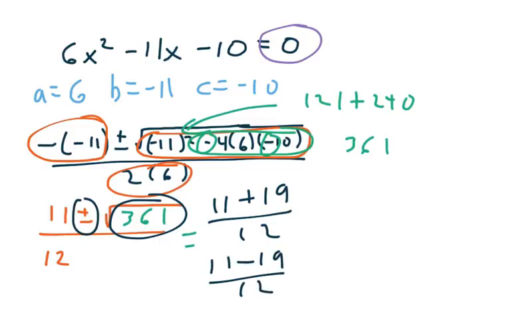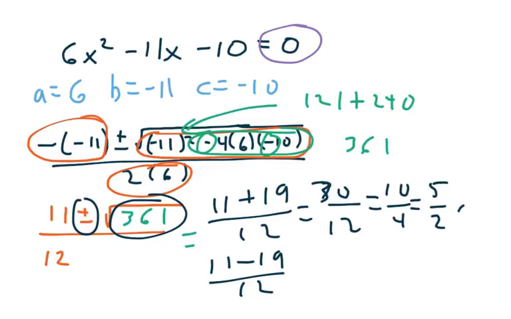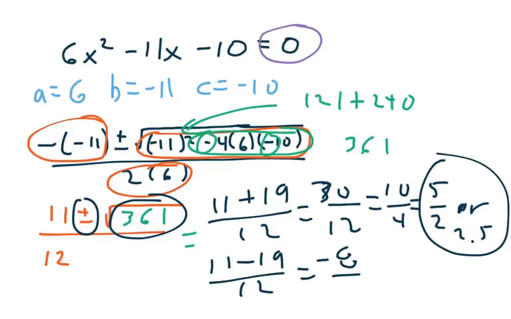And again, all I just did was split my plus and minus expressions there. So I have 30 over 12, which reduces to 10 over 4, which of course is 5 halves, or 2.5. 11 minus 19 is negative 8 over 12, which reduces to negative 2/3, or negative 0.66 repeating.